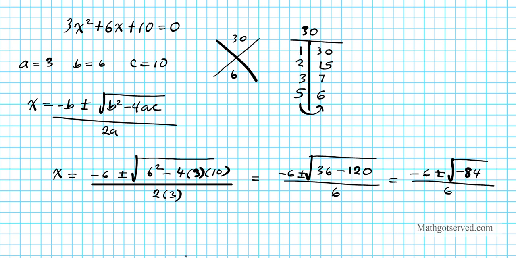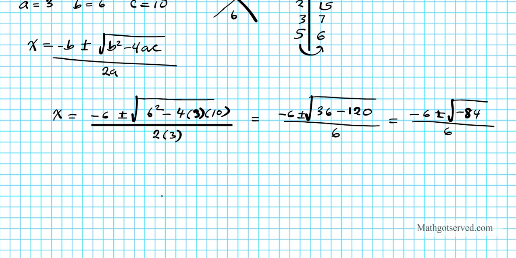Okay, and let's simplify further. We're going to have x equals, well, let's reduce the square root of negative 84. Okay, let's see what that gives us. So let me write the problem here: negative 6 plus or minus root negative 84 over 6. Now to the side, square root of negative 84.